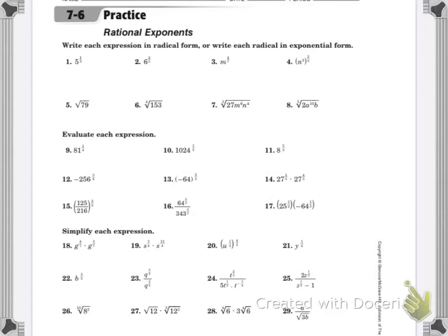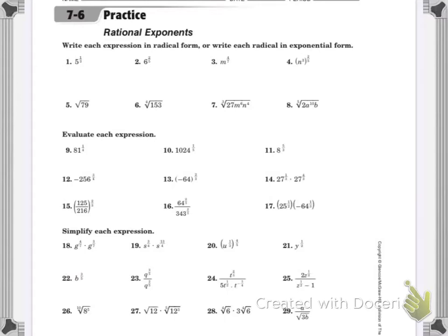And so in this first part of the worksheet, all they've asked you to do is to rewrite it. If it's in exponential form, which it is in the first part, we're going to rewrite it in radical form. And in the next part, we'll have it in radical form, so we're going to rewrite that in exponential form.